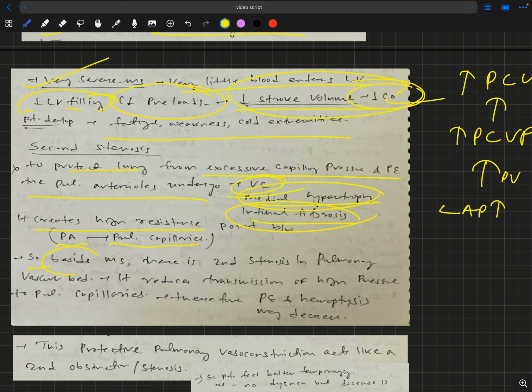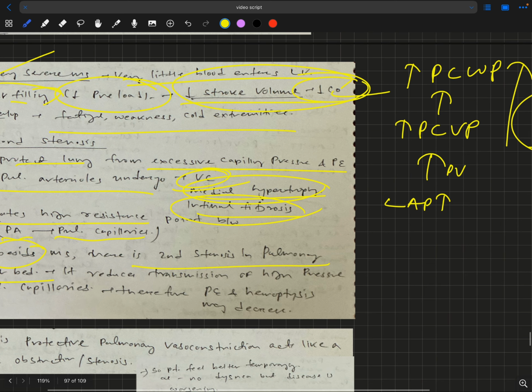So besides MS, there will be a second stenosis of the pulmonary vascular bed. One stenosis is happening in mitral stenosis, we know that, but due to this MS there is a protective mechanism inside the lung. The pulmonary arteries and arterioles undergo constriction, fibrosis and medial hypertrophy to decrease the blood flow towards the lungs. This is called second stenosis.